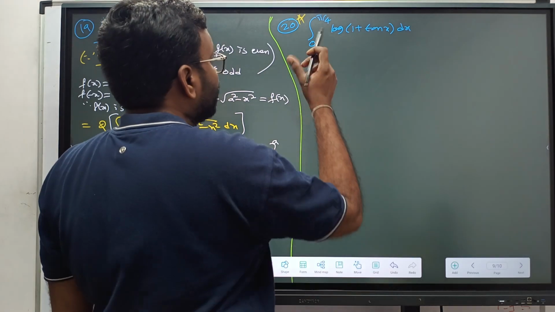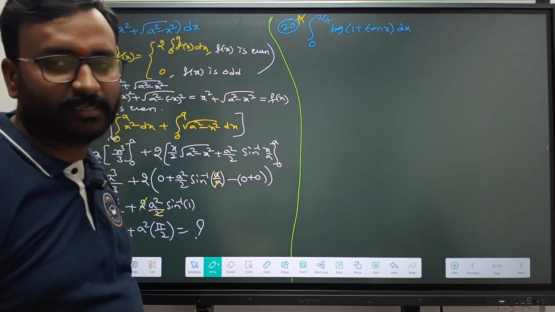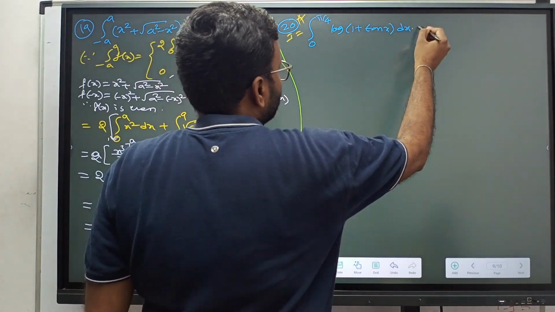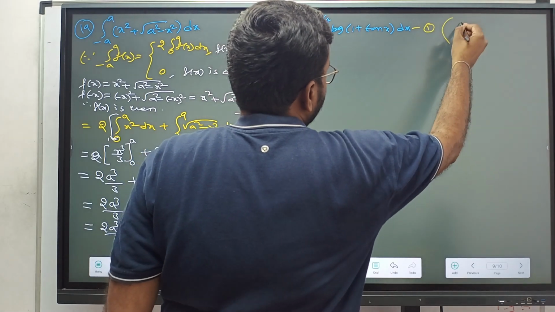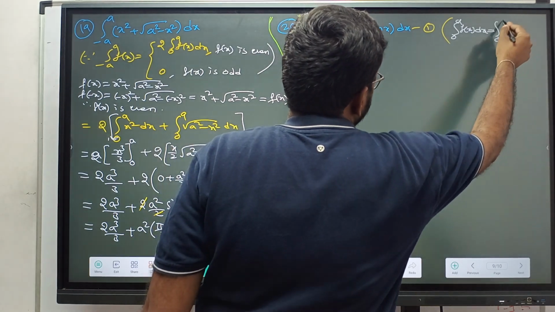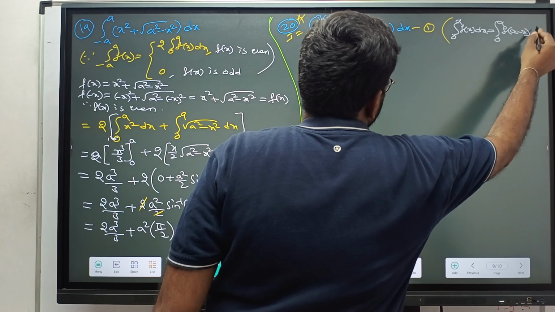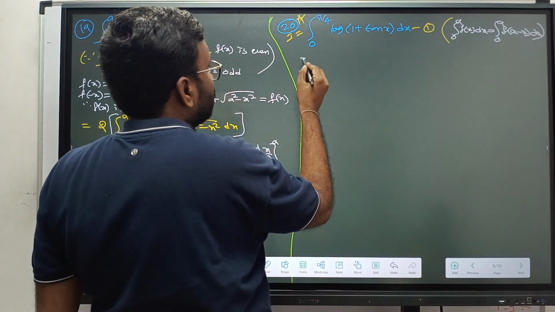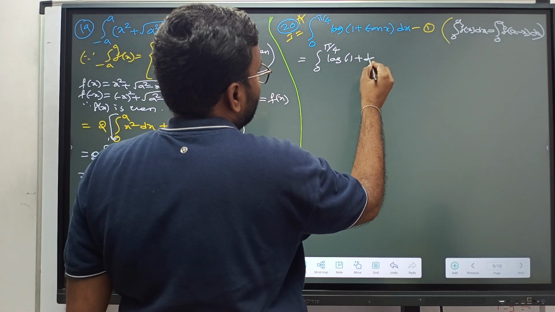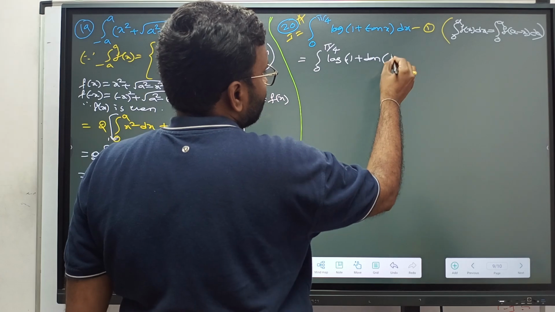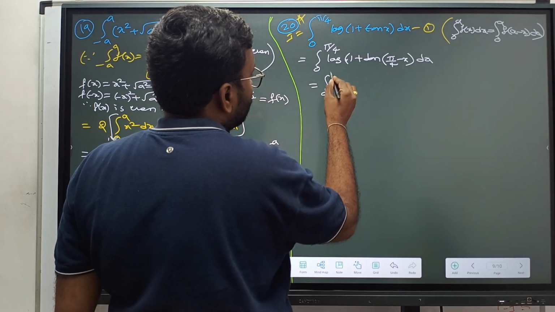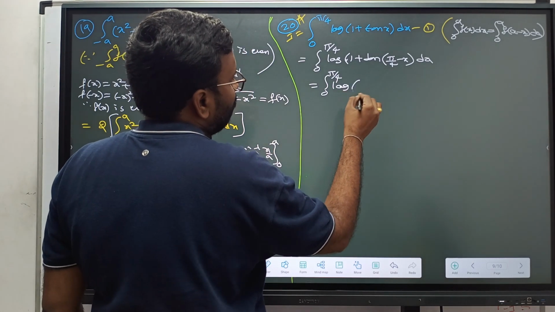See, integral 0 to pi by 4 log of 1 plus tan x dx, by property 1. So which property do we know? First let I equal to this, equation number 1. I am writing here the property: integral 0 to a f of x dx can be written as integral 0 to a f of a minus x dx. Okay? So if you substitute here, that is integral 0 to pi by 4 log of 1 plus tan, what will you get here in place of x? Pi by 4 minus x into dx.